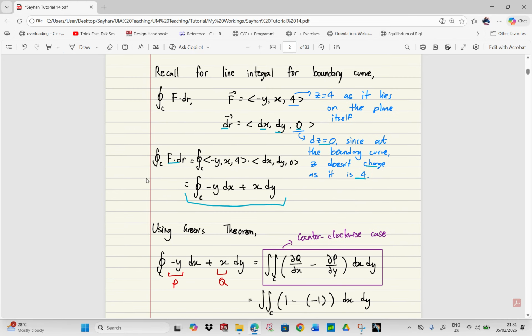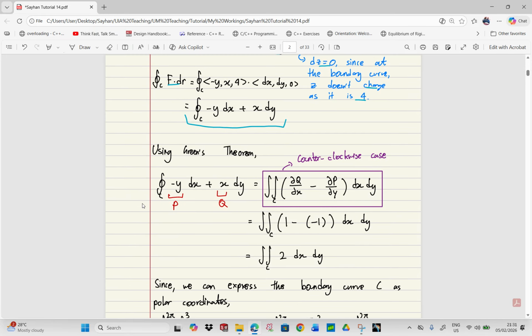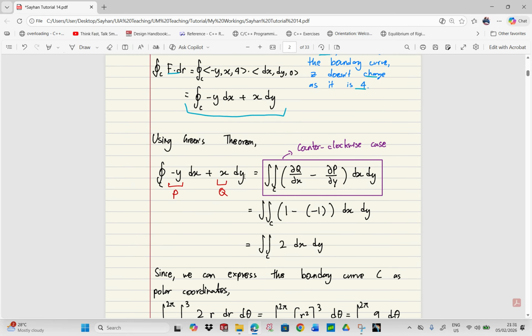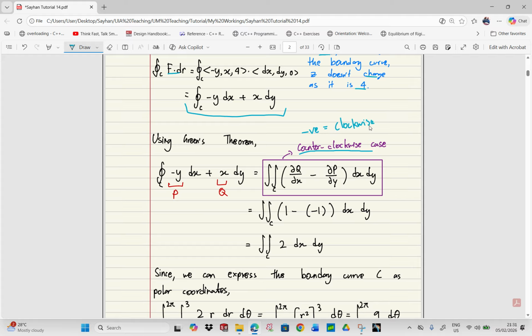And again, you can use Green's theorem, right? I initially took the counterclockwise case because typically the formula for Green's theorem is counterclockwise. Clockwise is basically the negative of counterclockwise. If the result is negative, that means it's clockwise, which we will put in later on. Then it simply becomes 2 dx dy.